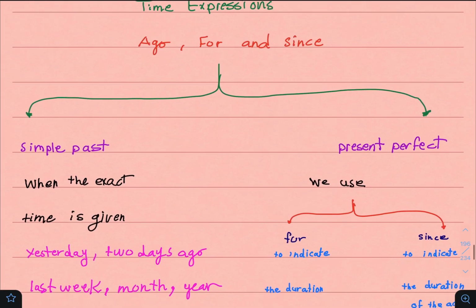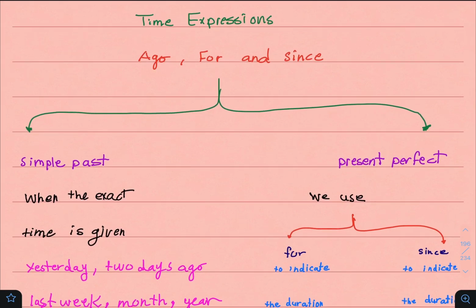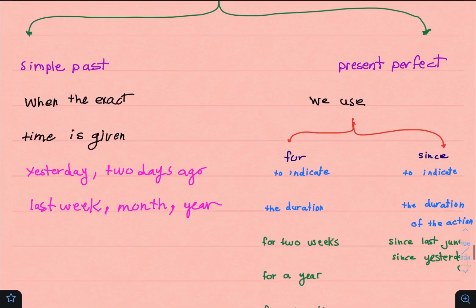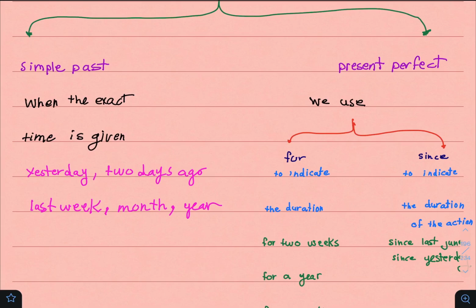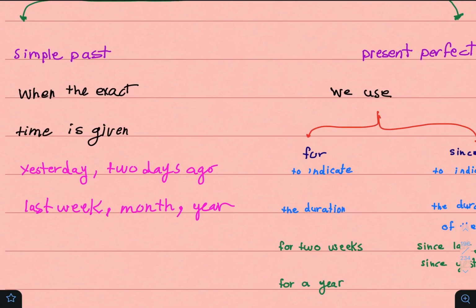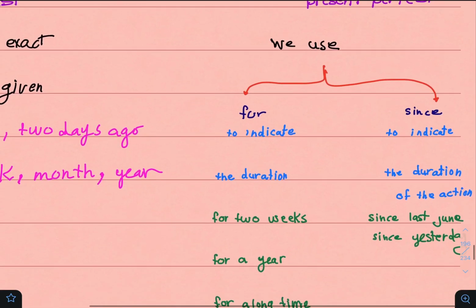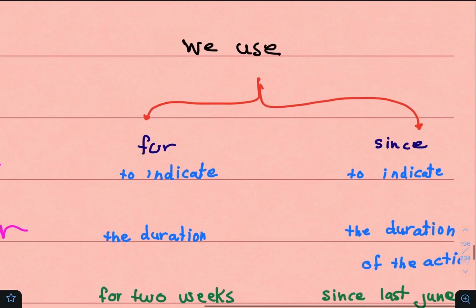Now let's move on to the next thing which is time expression, التعبيرات الزمنية. طبعا we have here ago, for and since. طبعا as I have said previously, بالنسبة للماضي البسيط نستخدمه للحديث عن شيء نحن نعرف متى حصل exactly في الماضي، بالضبط. So when the exact time is given, for example, yesterday, 2 days ago, last week, last month, last year وهكذا.